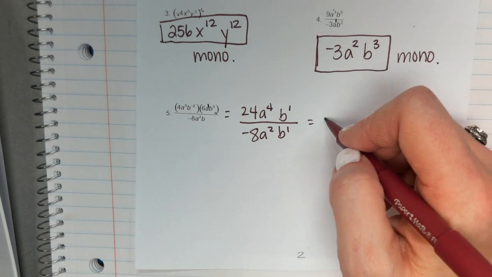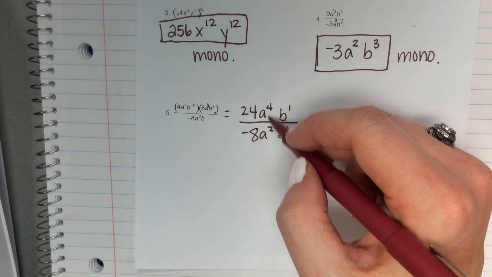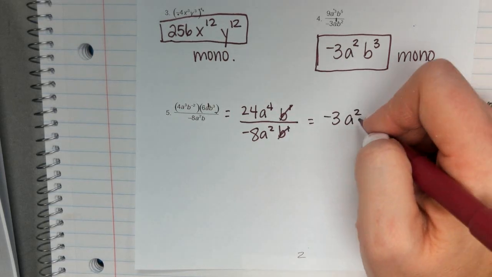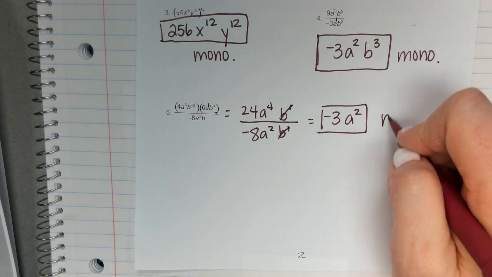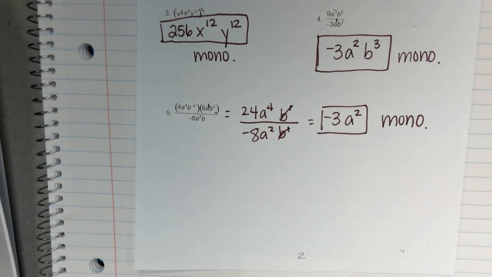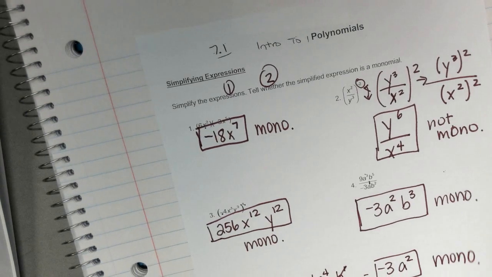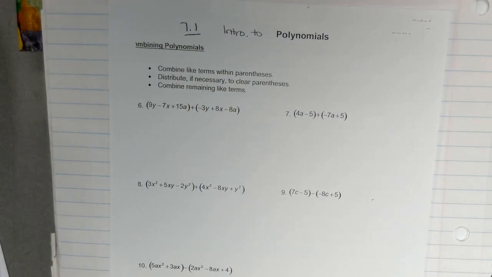24 divided by negative 8 is a negative 3. And then 4 minus 2, a to the 2nd. And these b's just cancel out because it would be b to the 0, which is just 1. So that's your answer, and it's going to be a monomial. Okay, that was just a review. So let's go to the last page. Or if you need to stop and go back at any point, you can.